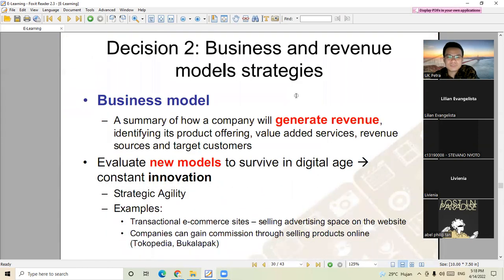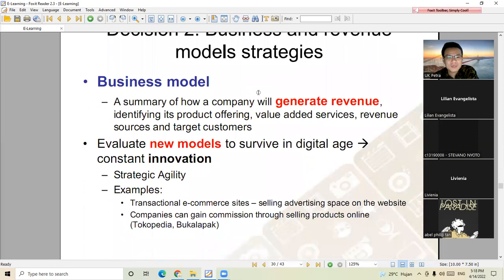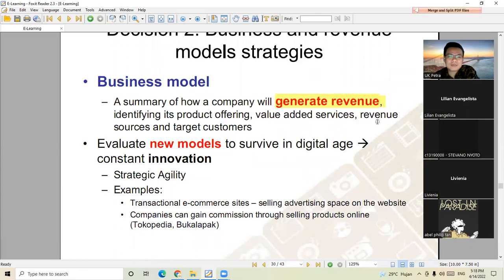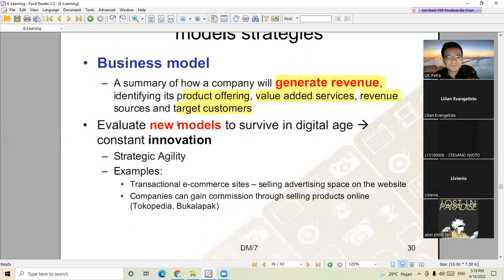Decision two is business and revenue model strategy. We have to make our own business model. A business model is defined as a summary of how a company will generate revenue. Bagaimana bisnis itu bisa menghasilkan uang, intinya itu business model. How will the company generate revenues, by what? By identifying its product: what do they sell, what services do they offer, where the revenues come from, and who the target customers are.